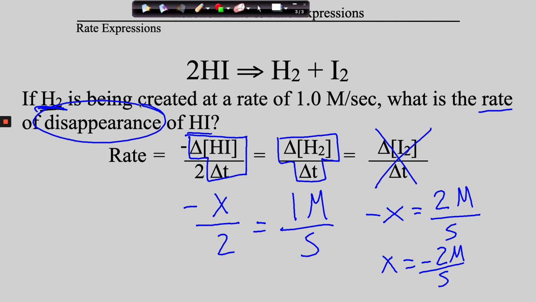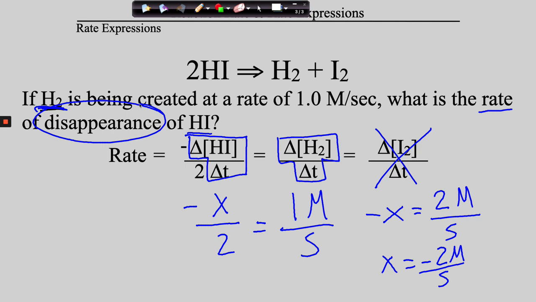If they had asked you what is the change without giving you disappear, which implies direction, then you would have to say the rate of change for HI is negative 2 molarity per second to indicate it's going down. So at some point, you've got to give direction. If it's in the question, then you don't have to include the negative. But if it's simply asking about change, then you need to include it.